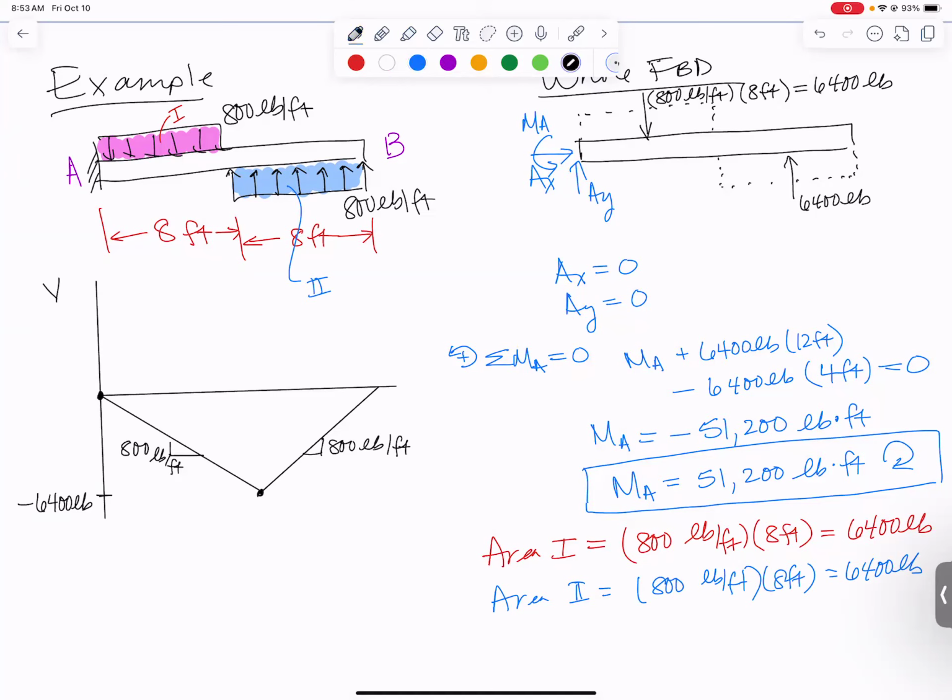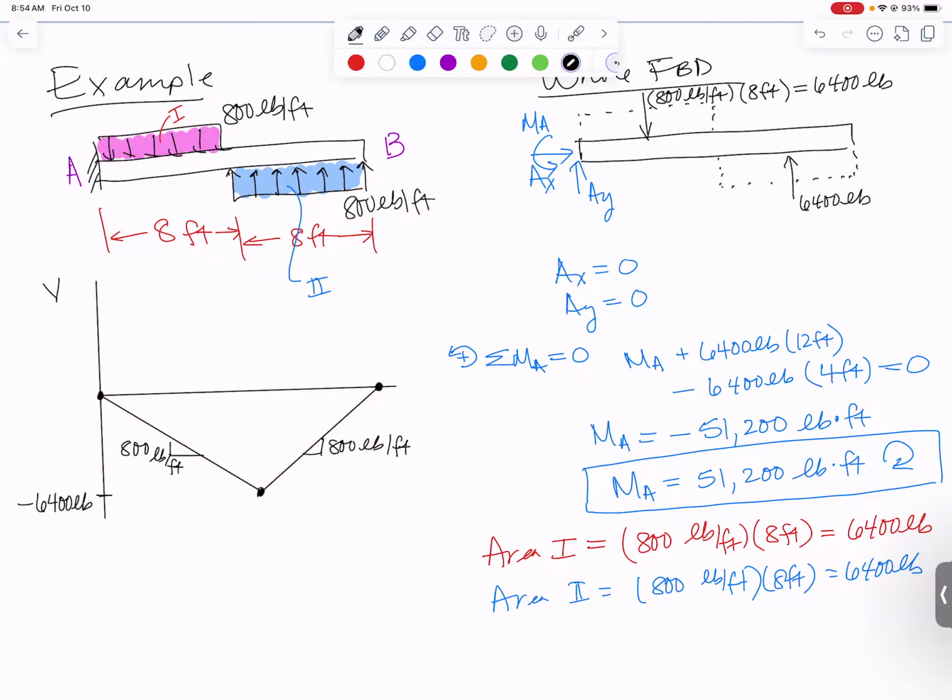If we're down here at negative 6,400 pounds and we sure better end up at 0 at the end of our diagram, we should always start and end at 0, we better also go back up 6,400 pounds. So we used the magnitude of our distributed loads to figure out we're going downhill 800 and then we're going uphill 800. Then we use the area under them to figure out that the result of that is we end up with a 6,400 pound drop followed by a 6,400 pound rise. So we end up back at 0.